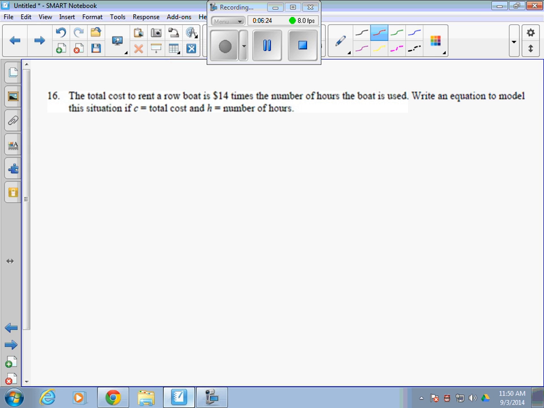Number 16 says the total cost to rent a boat is $14 times the number of hours the boat is used. Write an equation to model the situation if C equals total cost and H equals number of hours. Total cost equals 14, it says times the number of hours. H is the number of hours, which is unknown. Here is your equation. Total cost equals 14H.